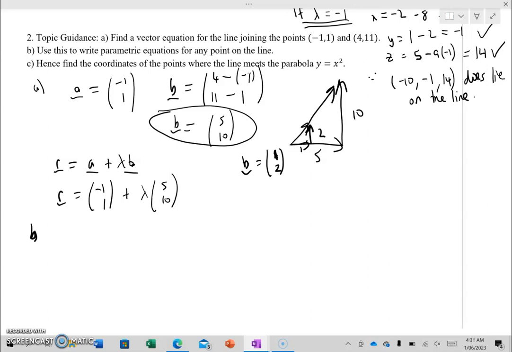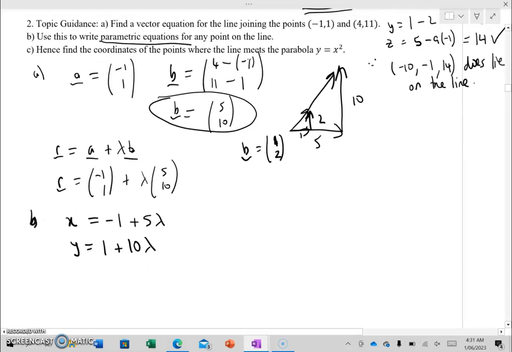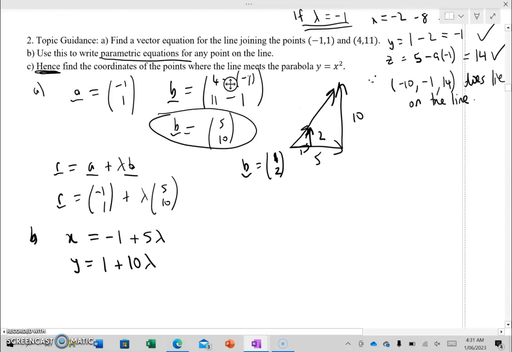Okay, use this to write parametric equations for any point on the line. So parametric equation, x in terms of lambda, so looking at the top, negative 1 plus 5 lambda, y in terms of lambda, so 1 plus 10 lambda. That's B done. C, hence. So hence suggests to use that. Find the coordinates of all points where the line cuts the parabola y is equal to x squared.